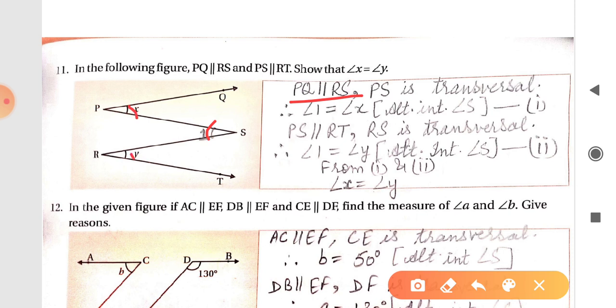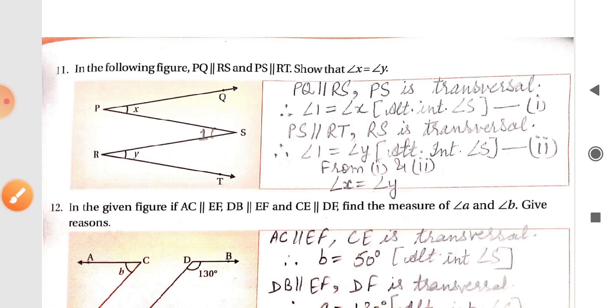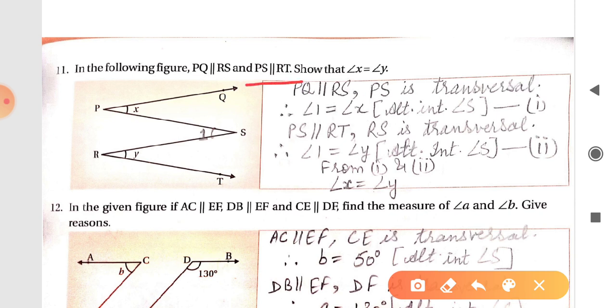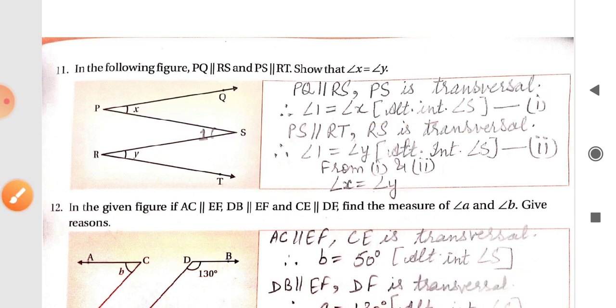This is angle X and this is angle Y. Also we are given that PS is parallel to RT, then show that X is equal to Y. We have to show that angle X and angle Y are equal. Firstly, we are given that PQ is parallel to RS, then PS will be transversal, then angle X will be equal to angle 1 because they are alternate interior angles. Make it the first equation because we will use it later.